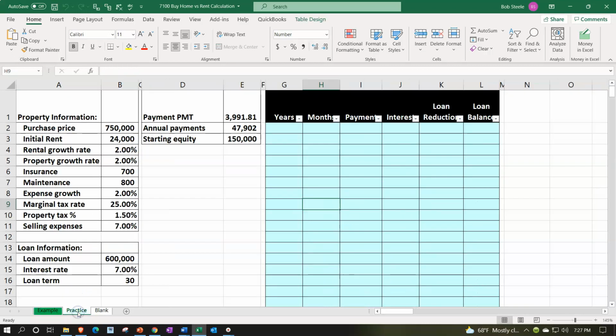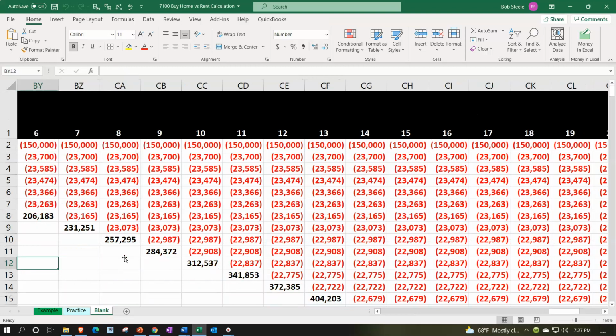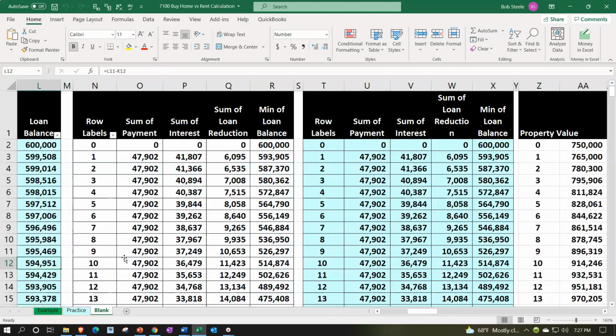The second tab is the practice tab, with some pre-formatted worksheets so you can work through the practice problem with less formatting in Excel. The third tab, the blank tab, is where we put this together from scratch, with more formatting involved.